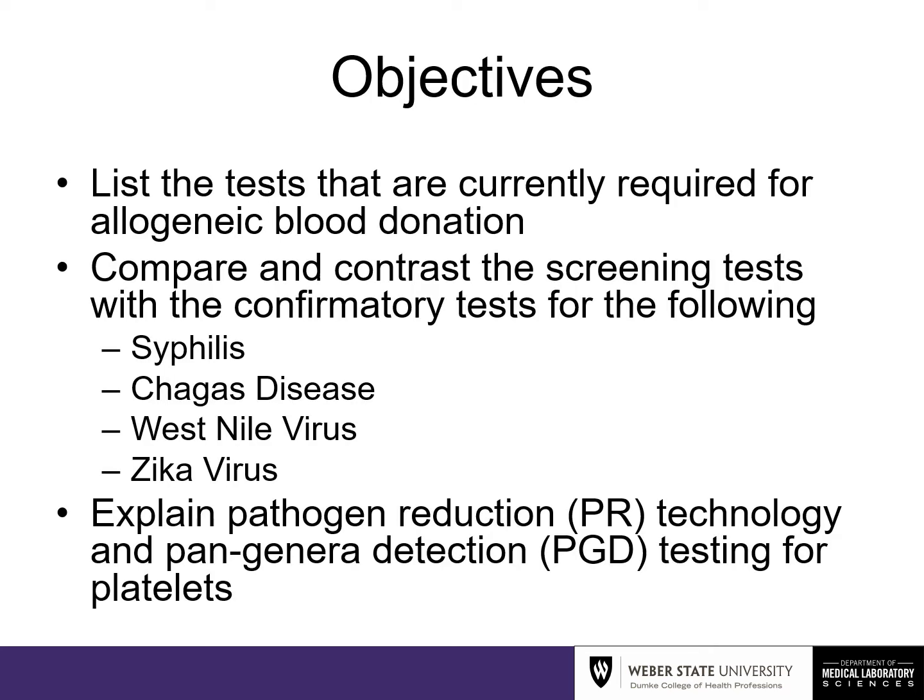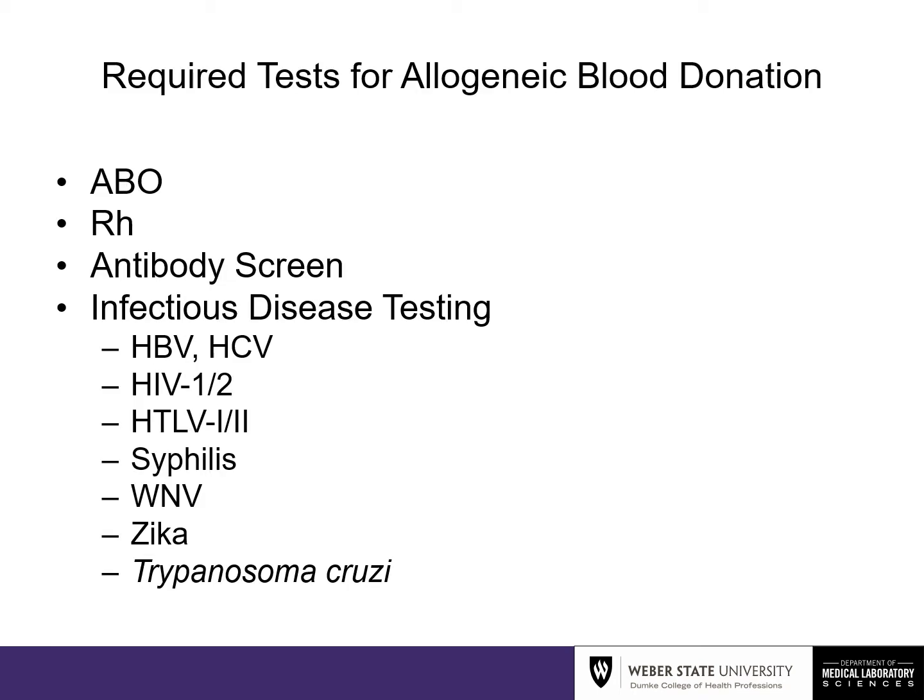So for this presentation, our objectives will be to list all the tests that are currently required for allogeneic blood donation, compare and contrast the screening test with the confirmatory test for the following: syphilis, Chagas disease, West Nile virus, and Zika virus, and explain pathogen reduction technology and pangeneric detection testing for platelets.